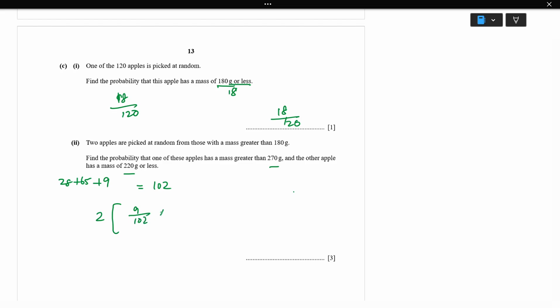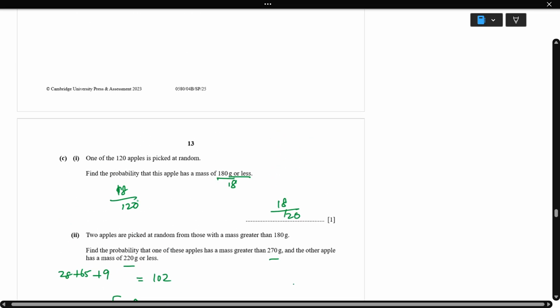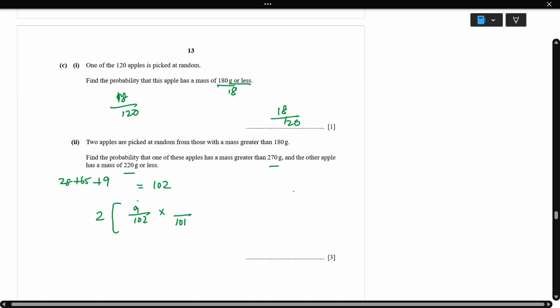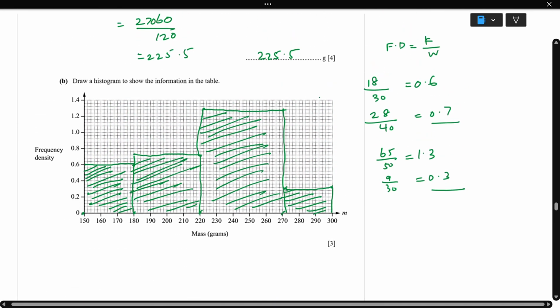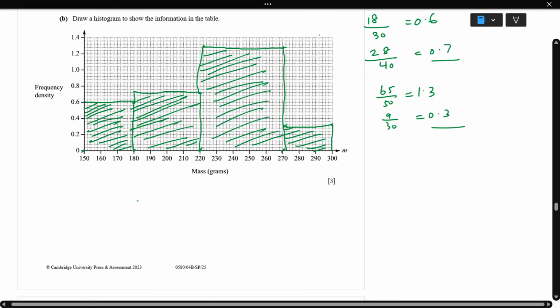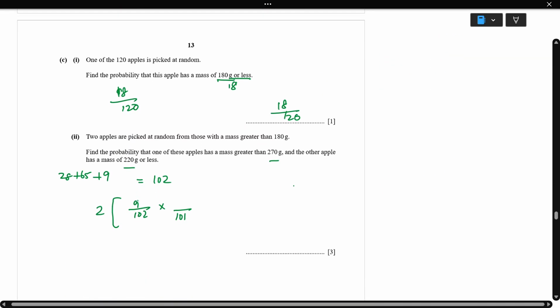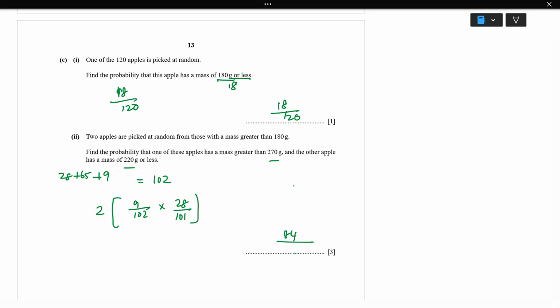Now one we picked, so only 101 is left. The other one, the second one, is going to be 220 grams or less, which is only 28 available. So 28 over 101. When we calculate, our answer is 84 divided by 1717.